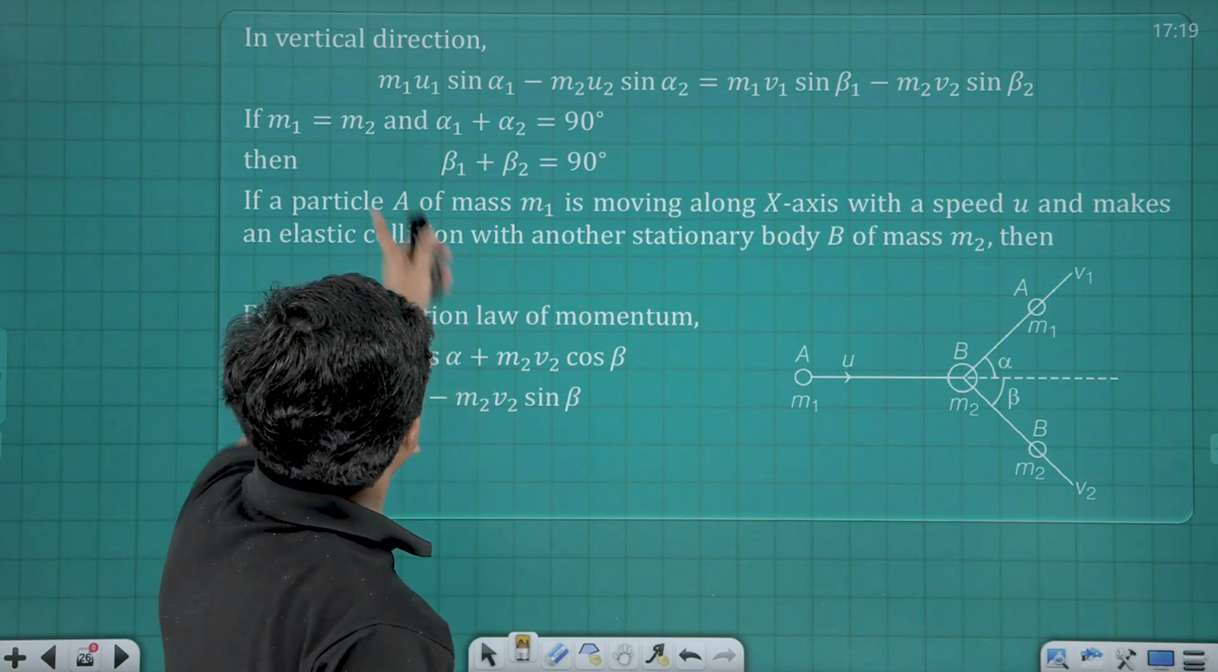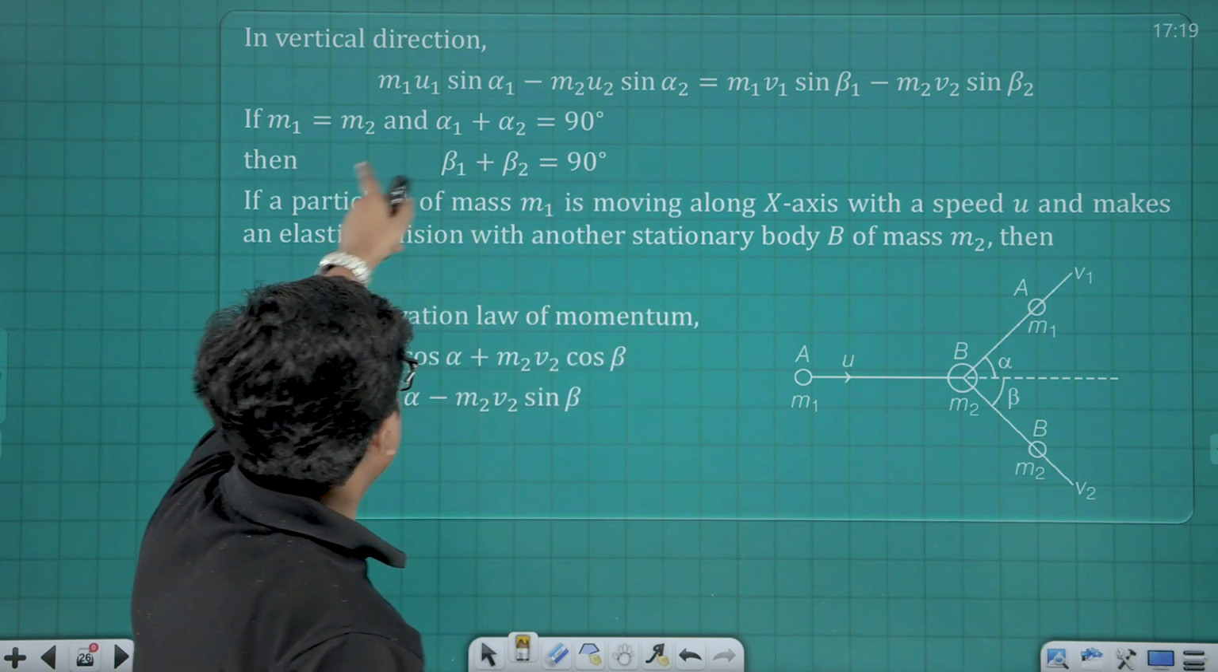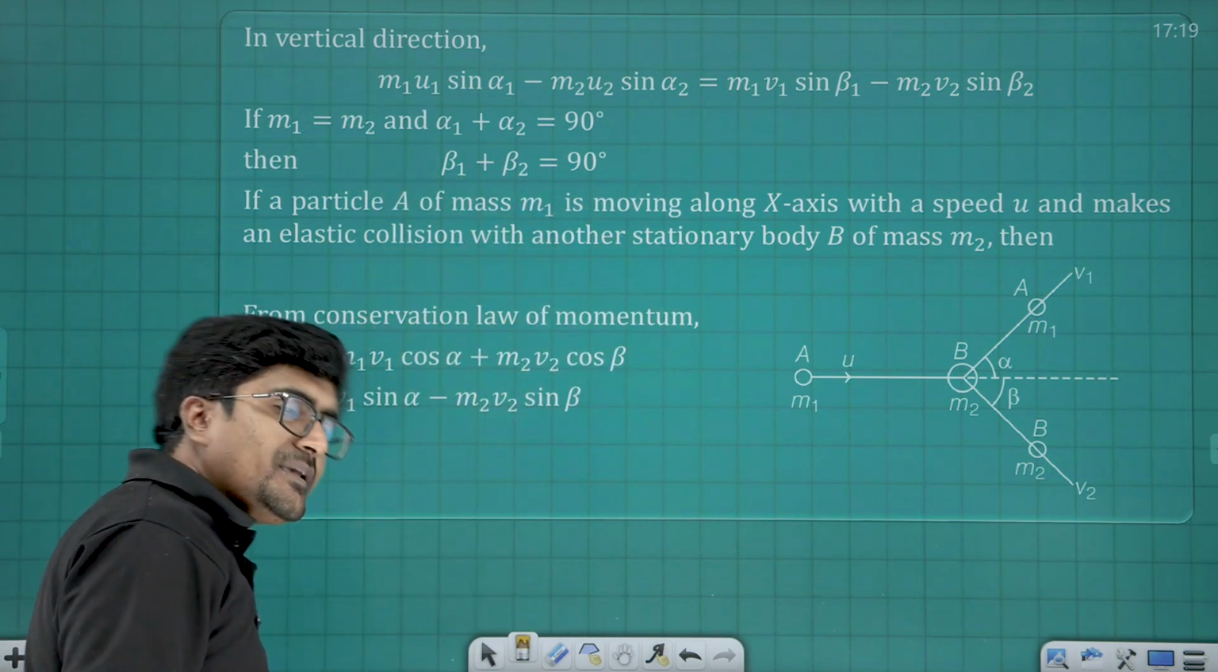The same thing is considered here as well. They took the linear momentum along the y-axis. That also needs to be the same.